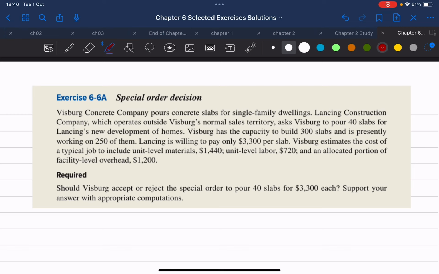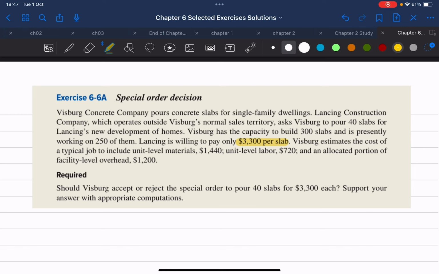So I'll go back to here. Most of that information you can see here in this part, right? So I will highlight it. Let's use yellow. Lansing is willing to pay only $3,300 per slab. So that number is important to us because it's going to help us determine how much incremental revenue we're going to make if we accept that order, right?